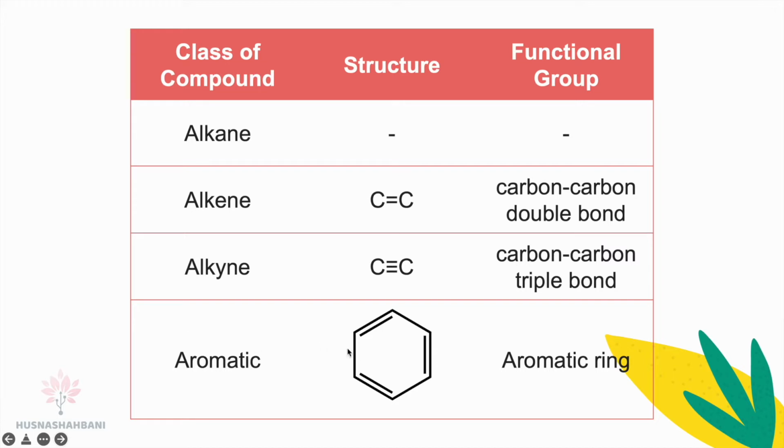Aromatic class of compound. The structure is a cyclic structure with C double bond C alternating with C single bond C. So here C double bond C, C single bond C, C double bond C, C single bond C, and a total of 6 carbons. You call it class of compound aromatic. And the functional group is aromatic ring. If the question asks for functional group and you just write down aromatic, that is wrong. Aromatic is the class of compound. The functional group is aromatic ring.